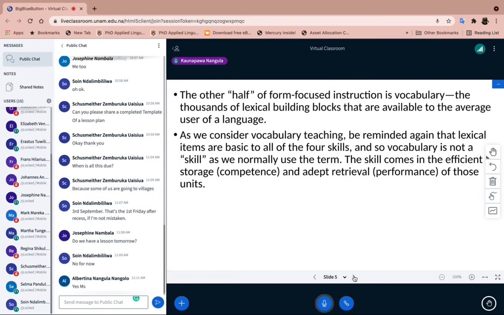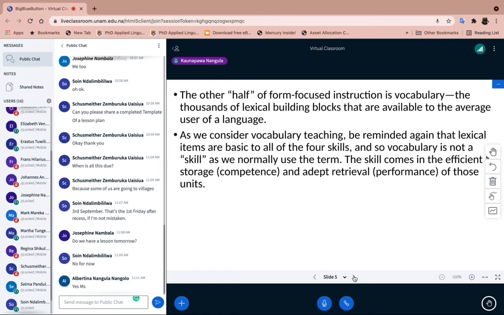And vocabulary is the thousands of lexical building blocks that are available to the average user of a language. So that is what vocabulary is about. So the number of words, the lexical building blocks that a person has within their capacity and capability, basically.